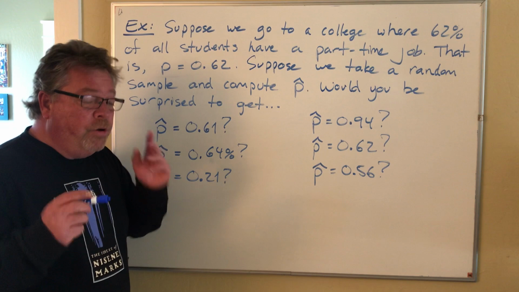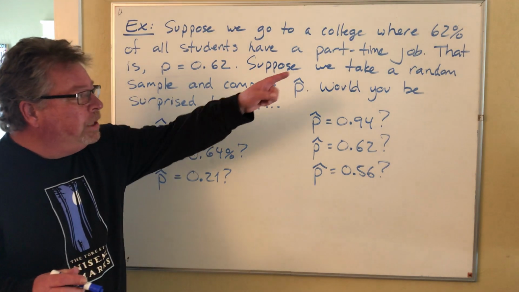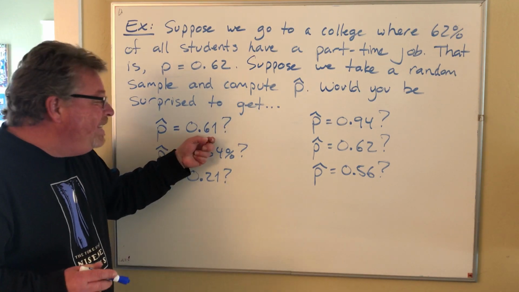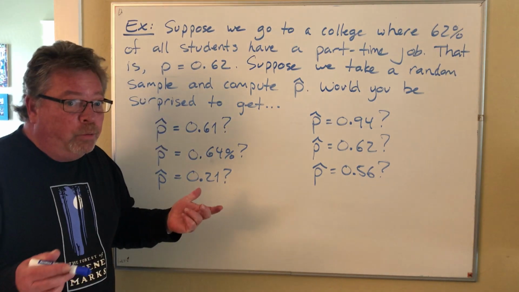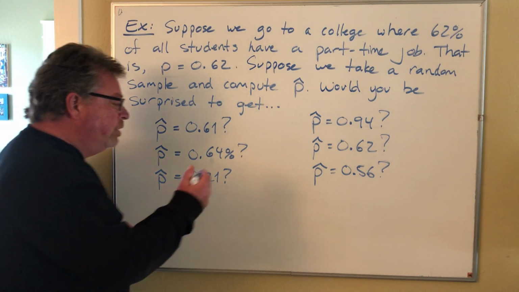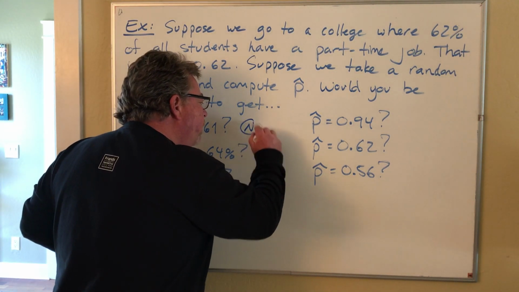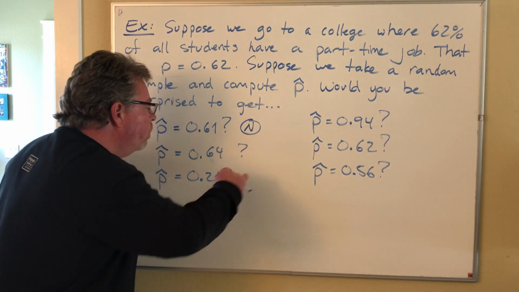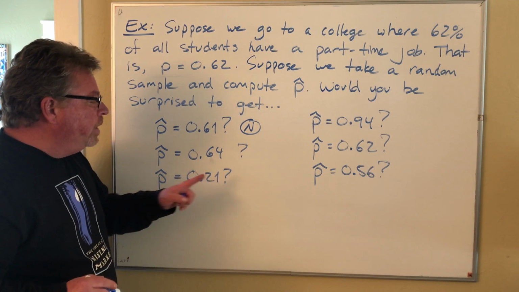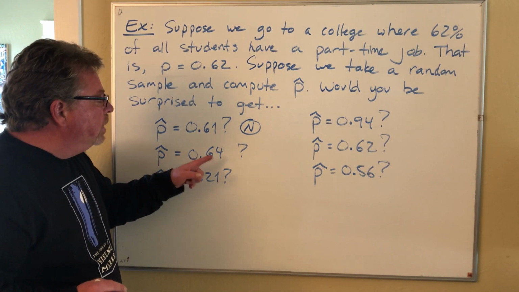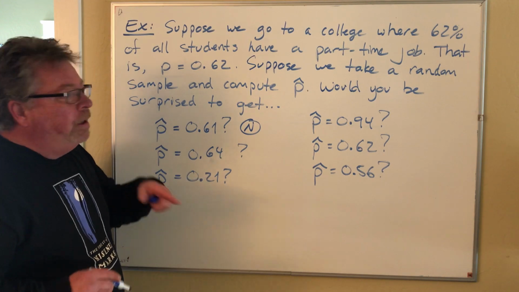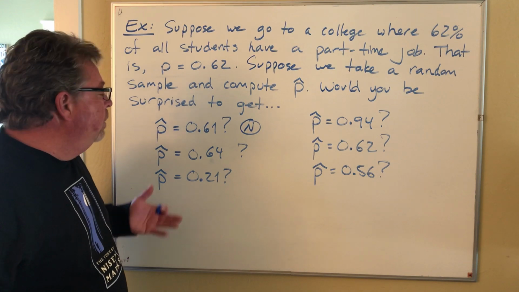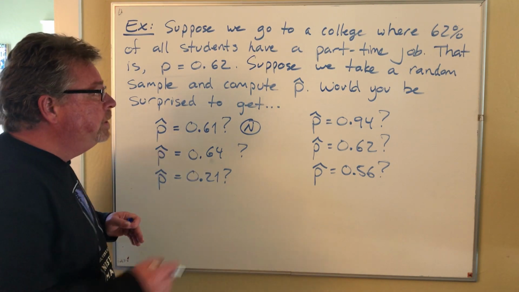Okay, so would you be surprised to get a p-hat of 61%? I'm going to argue no, I would not be surprised, because I'm going to a world where 62% of the people have this characteristic. 61% sounds like a reasonable value of p-hat. What about a p-hat of 0.64? Would you be surprised? Again, for the same reason, I'd argue no, I wouldn't be freaked out if I got a p-hat of 64%.